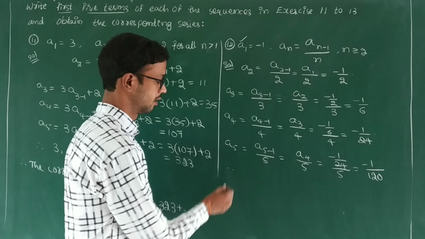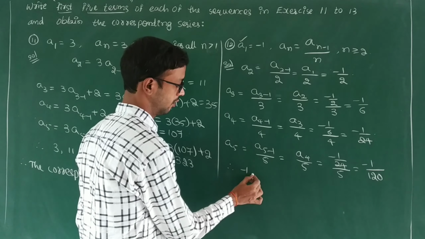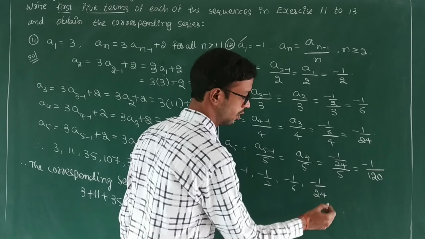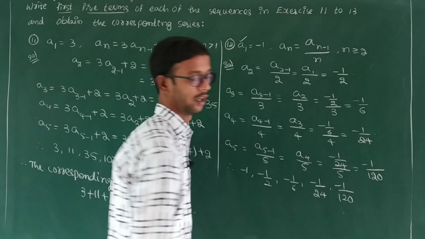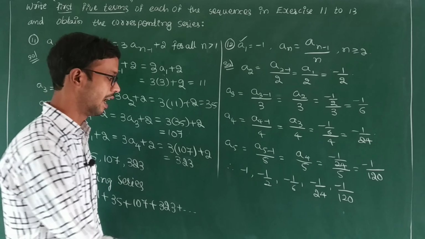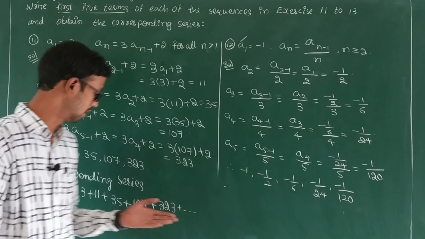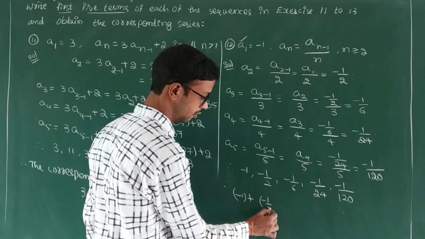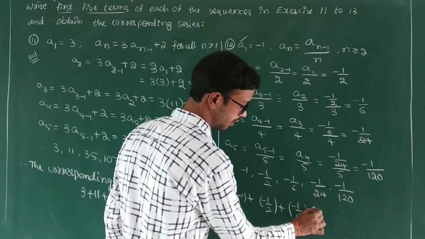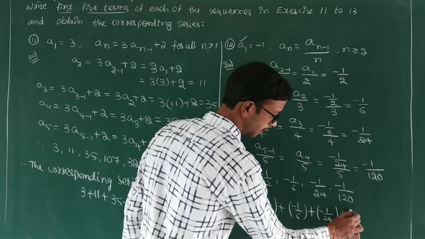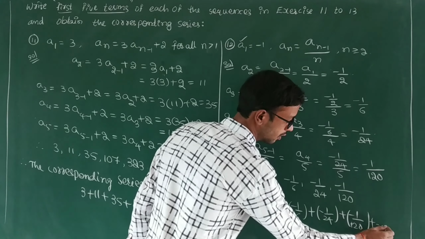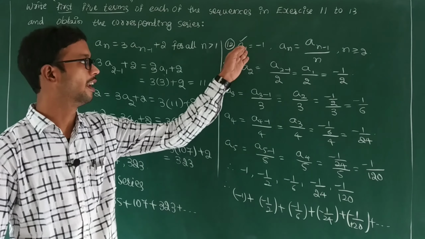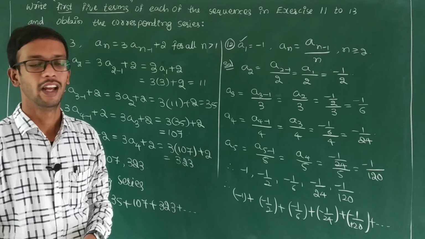Therefore, the required numbers are minus 1, minus 1 by 2, minus 1 by 6, minus 1 by 24, and minus 1 by 120. So these are the required first 5 terms, and the corresponding series you can write as minus 1 plus minus 1 by 2 plus minus 1 by 6 plus minus 1 by 24 plus minus 1 by 120 plus so on. This is the corresponding series when an is equal to an minus 1 by n.